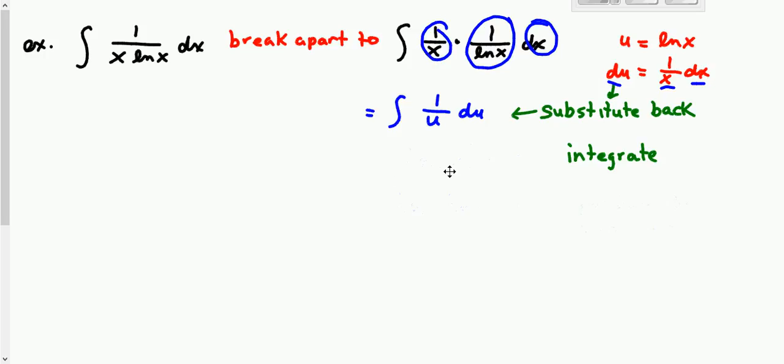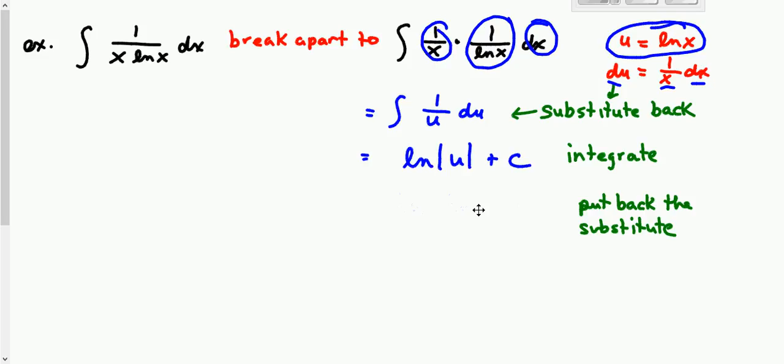So the next step is to integrate. When we integrate 1 over u du, we get the ln of the absolute value of u. This is an indefinite integral, so we have plus c. Then we just have to put our u's back in. So u is the ln of x. So this u will turn into the ln of x. So we put back in what we substituted, and we have the ln of the absolute value of the ln of x plus c. And that's our answer for this problem.